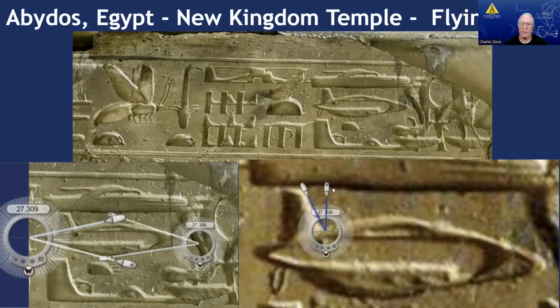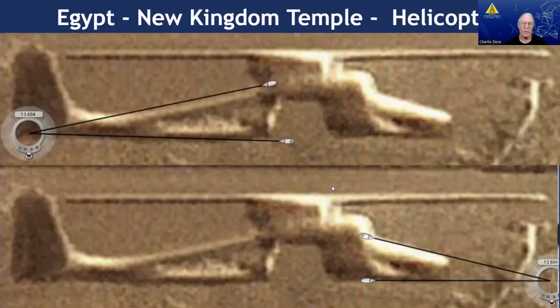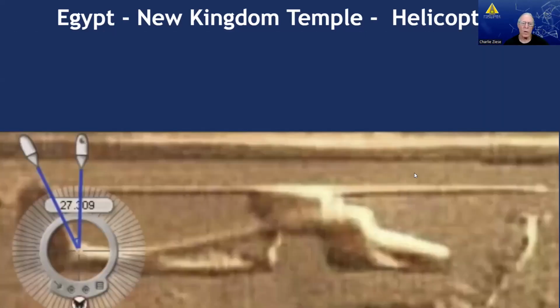It's not an accident. When we look at the helicopter, we see once again, now we're seeing the 13654 because the bottom of the helicopter is flat. But we see this geometric angle once again showing up in the front and the rear of this helicopter carving, as well as the 27309 angle in the vertical stabilizer.